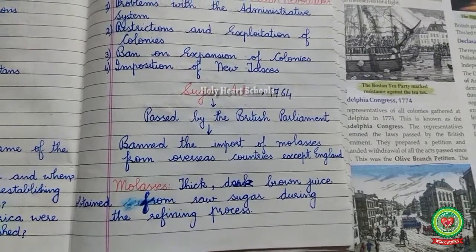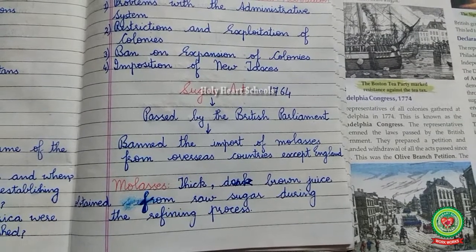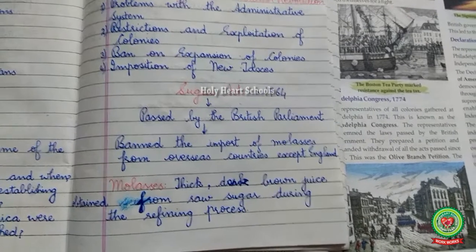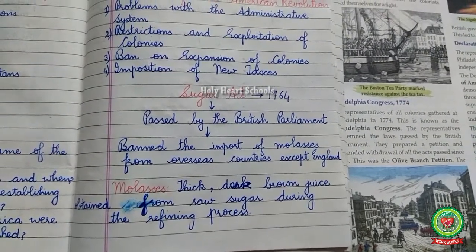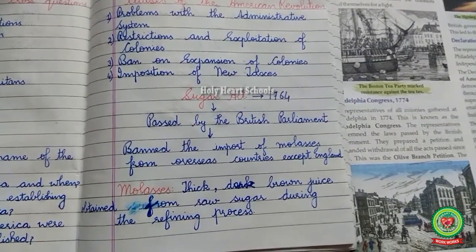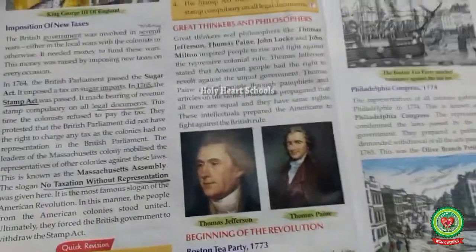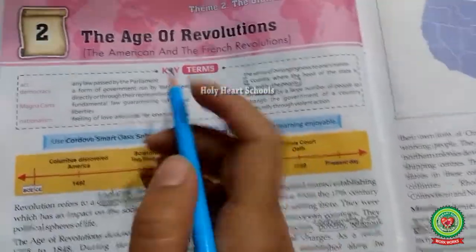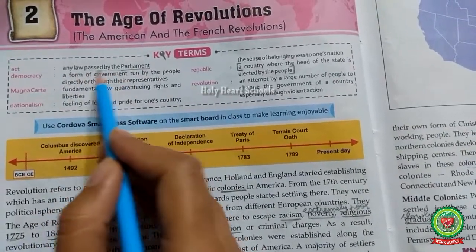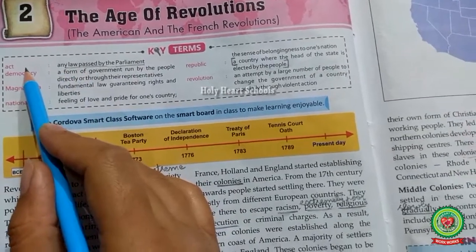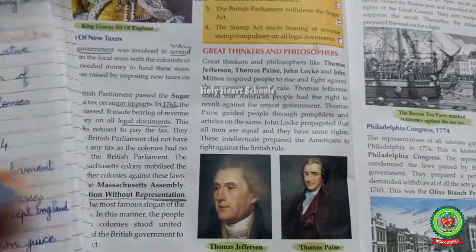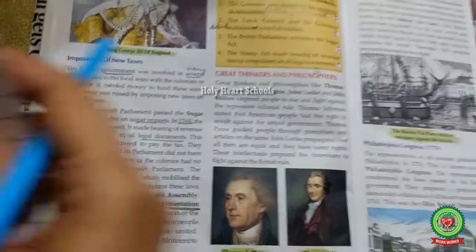Taxes were imposed on wine, silk, coffee, and other articles of luxury also. Now, the local traders could neither buy sugar at the cheap rate nor obtain molasses to make rum. So, this was one of the main acts. And here the word act means, come to your page number 24. At the top of the lesson, the first definition is given of act. Any law passed by the Parliament is termed as act.